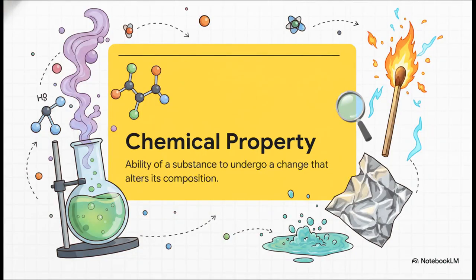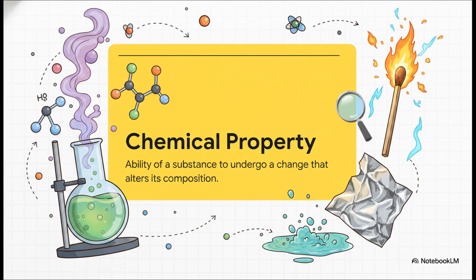All right, Section 3, Chemical Properties, the potential for change. Now, chemical properties are a whole different ballgame. They describe a substance's ability to actually undergo chemical changes and form completely new substances. Unlike physical properties, which you can mostly just look at or measure directly, the crucial point here is that a chemical property is only ever revealed during a chemical reaction.